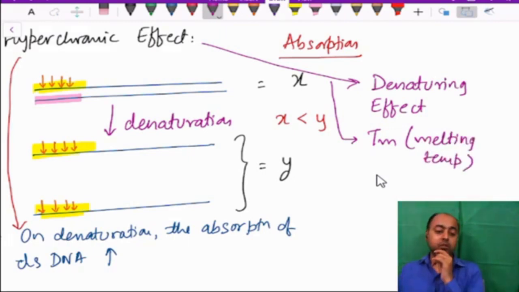The hyperchromic effect can be used to identify the denaturing effect of substances, or it can be used to identify what is known as the melting temperature. We call it the melting temperature because the double strand DNA is viscous. When you separate the two strands, obviously the viscosity will be lost. So we call it the melting temperature at which the two strands of DNA separate.